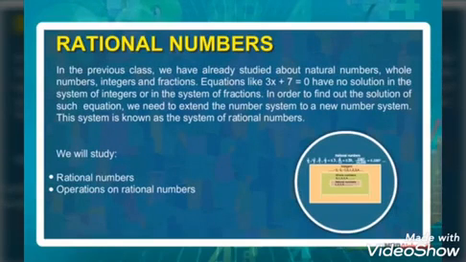In the previous class, we have already studied about natural numbers, whole numbers, integers and fractions. Equations like 3x plus 7 is equal to 0 have no solution in the system of integers or in the system of fractions. In order to find out the solution of such equations, we need to extend the number system to a new number system. This system is known as the system of rational numbers. We will study rational numbers and operations on rational numbers.